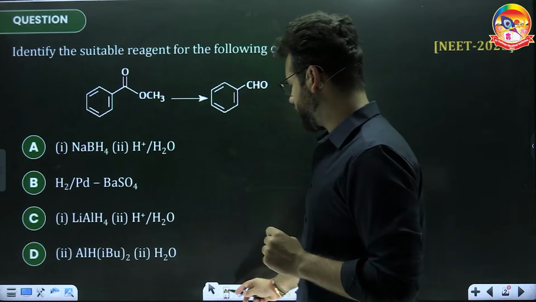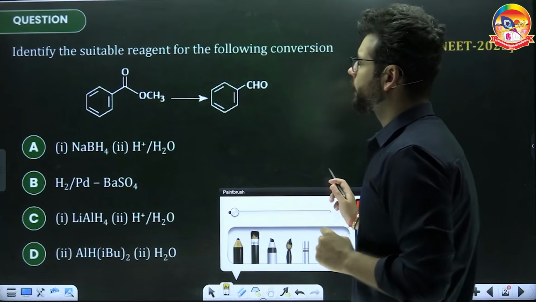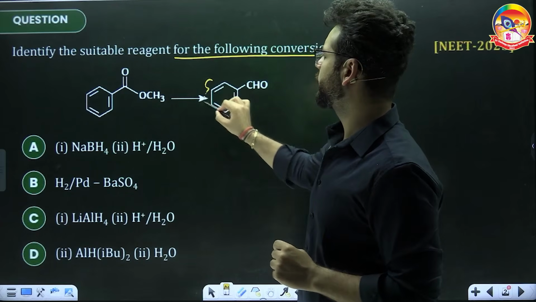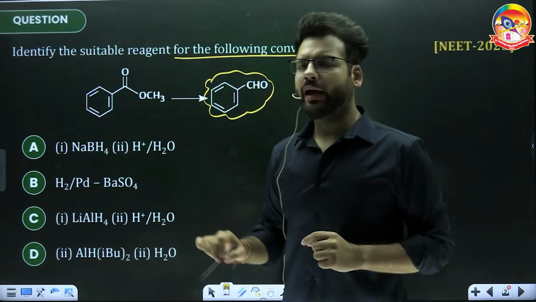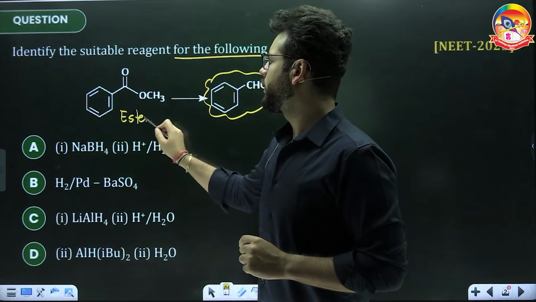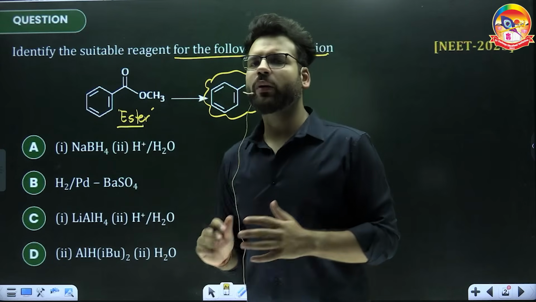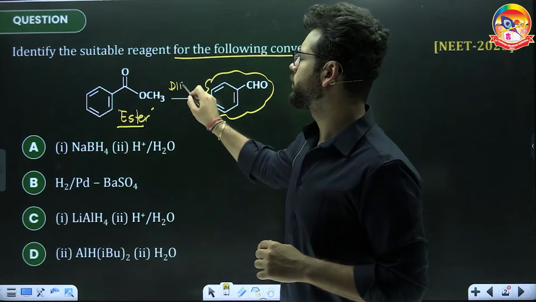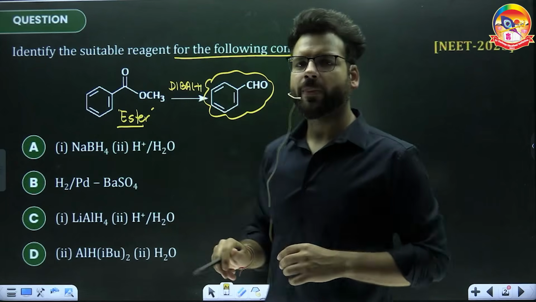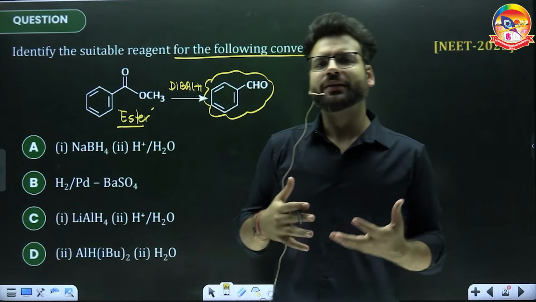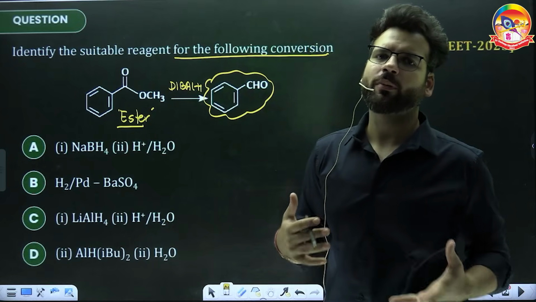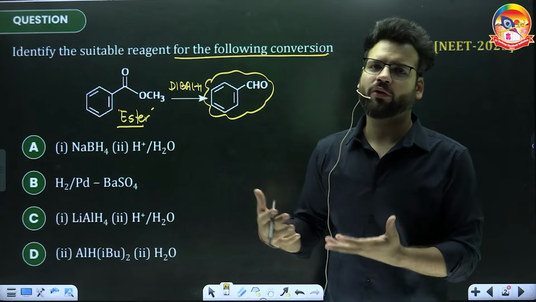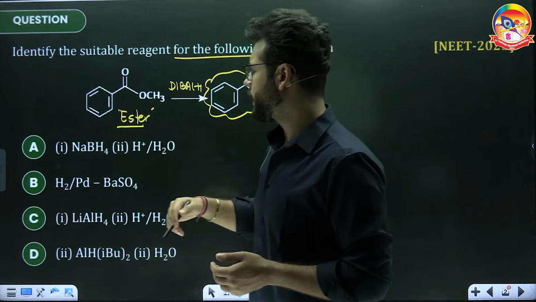Let us look at the first one. The question says, what is the suitable reagent for the following conversions? Obviously the question is coming from preparation of aldehydes, and this compound is an ester. There is only one way you have studied how an ester can be reduced to an aldehyde, which is using DIBAL-H. The same DIBAL-H works for cyanide to imine as well. So if you want to go from a cyanide to an aldehyde, you can reduce cyanide to imine followed by hydrolysis. Same way here, I'll just use DIBAL-H for this.